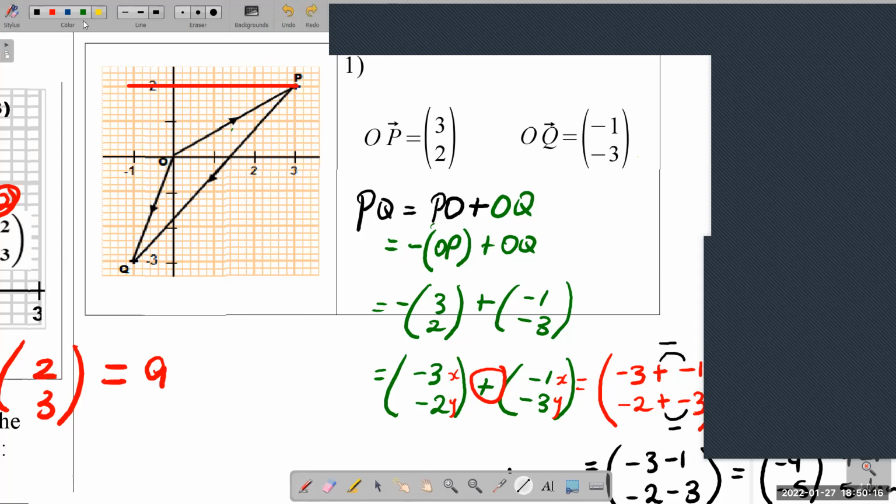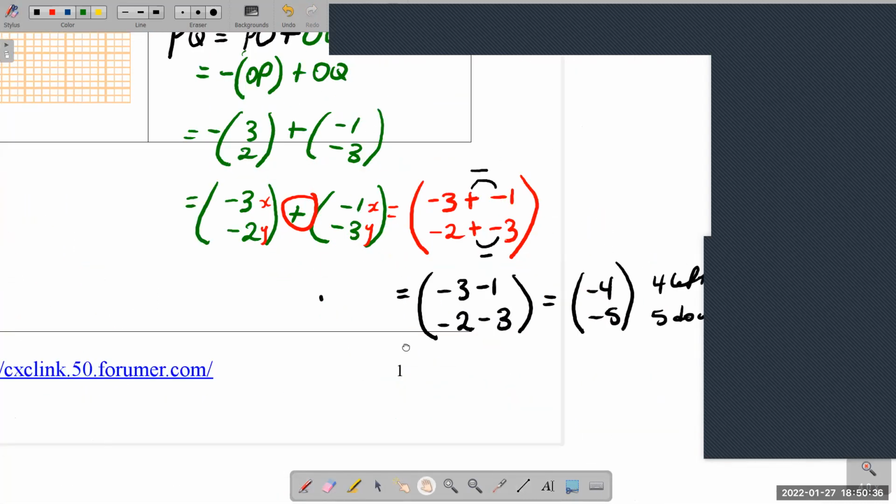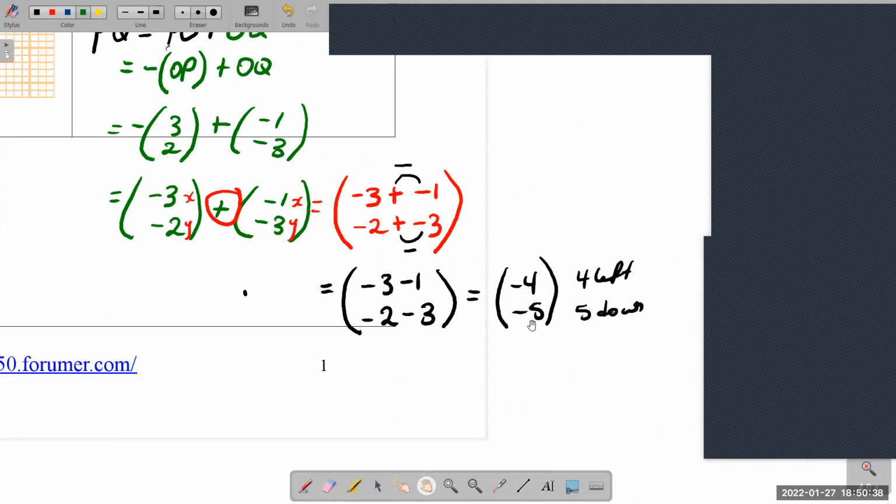Let me use a different color. Let me use green. That's 1 box down, 2 box down, 3 box down, 4 box down, 5 box down. So you see that is correct because it correctly gave us the right coordinates to get to Q. Everybody see that? Remember, that's what a vector tells us. A vector tells us the direction and the size of moving from one point to another.